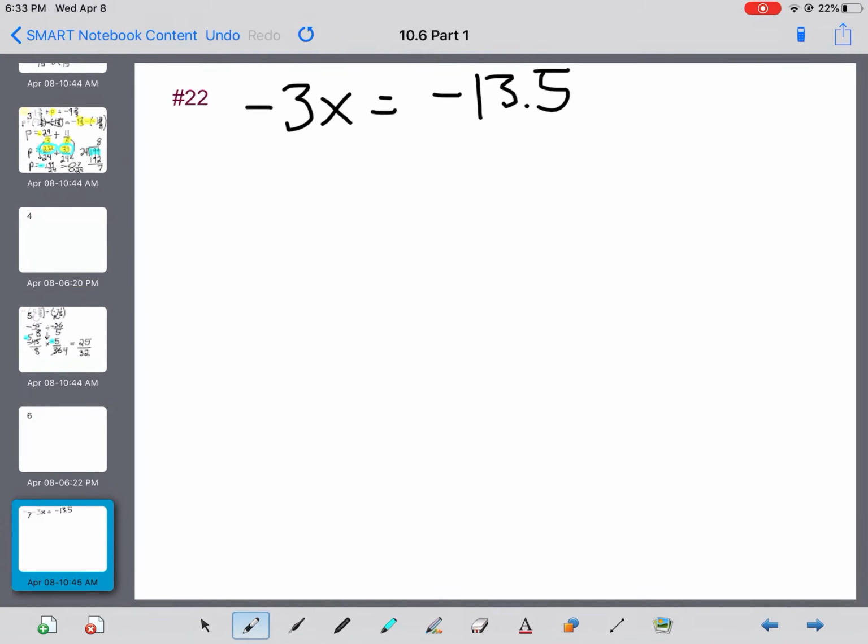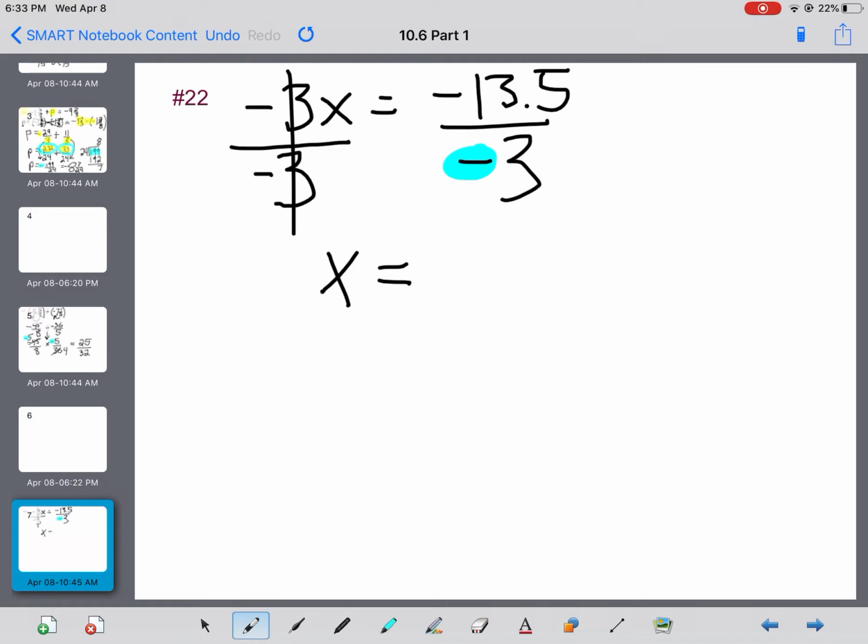All right, let's do one more question. Let's solve something algebraically working with decimals. So here I have -3x equals -13.5. The first thing I'm going to do is the opposite. I'm going to divide by -3. What you do to one side, you must do to the other. Again, notice that my negative symbol follows that 3. These cancel out. I get x equals -13.5 divided by -3.